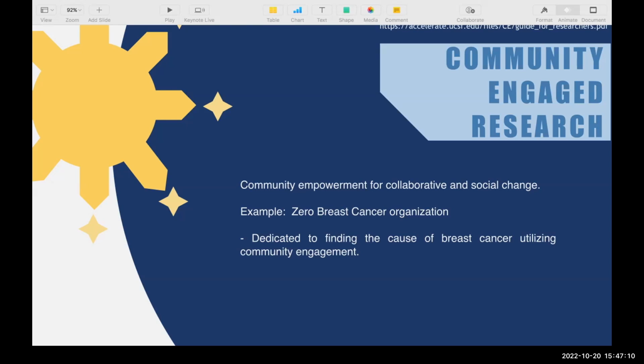They said, and I quote, researchers and funders acknowledge that community participation in research is crucial to generate results that are more likely to be useful and lead to real practices and policy changes. A nonprofit organization, Zero Breast Cancer, is dedicated to finding the cause of breast cancer utilizing community engagement. They studied the relationships between breast cancer and adolescent development, geographic location, socioeconomic status, and other environmental factors which led to the adolescent risk factor study of 2000 to 2002.